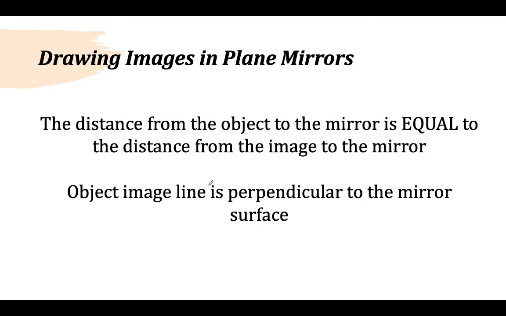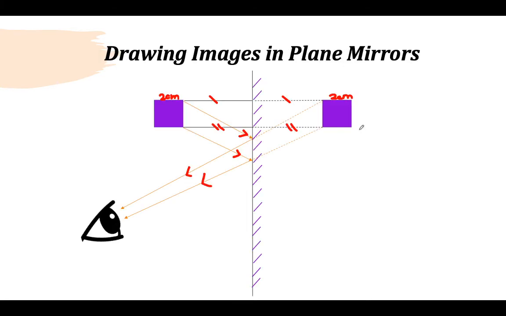A few things to keep in mind. When you're drawing images in plane mirrors, you want to make sure, number one, that the distance from the object to the mirror is equal to the distance from the image to the mirror. And if you were following along with our diagram, this is something that you already know. So you want the distance from the object to the mirror, so this particular line, to be equal to the distance from the image to the mirror. So this line has to be equal to this line.